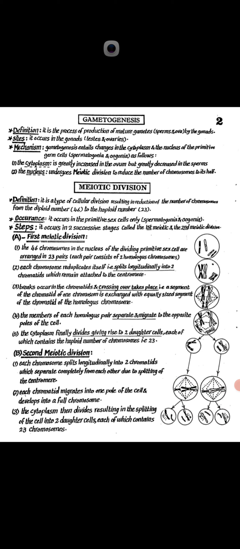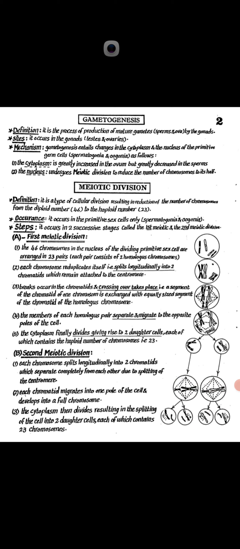Now come to the detail. First meiotic division. In first meiotic division, the 46 chromosomes in the nucleus of the dividing primitive sex cell are arranged in 23 pairs. Each pair consists of 2 homologous chromosomes. In the second step, each chromosome replicates itself, and then splits longitudinally into 2 chromatids which remain attached to the centromere.